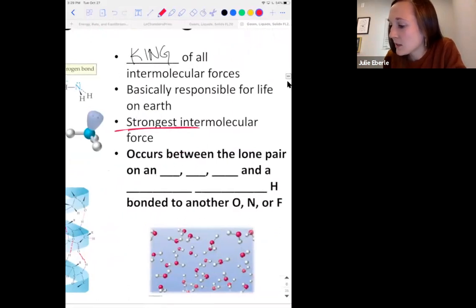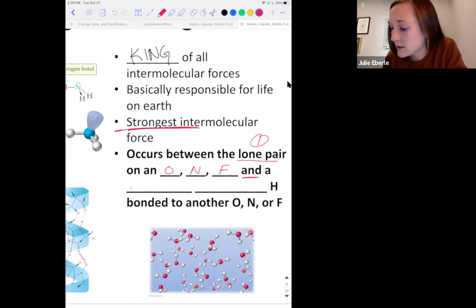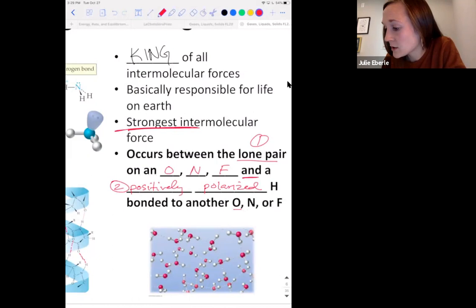It occurs between the lone pair on an oxygen, nitrogen, or a fluorine atom. And we're very specific here, just oxygen, nitrogen, and fluorine, the lone pair on an oxygen, nitrogen, fluorine. And so there's 2 requirements. That's number 1. And the second one, requirement number 2, is that you have to have a positively polarized hydrogen that is bonded to another oxygen, nitrogen, or fluorine.